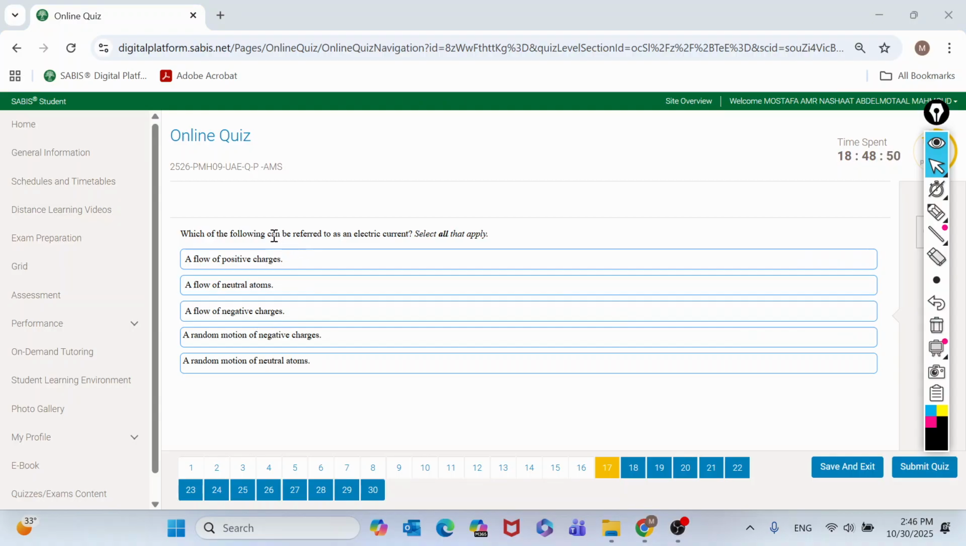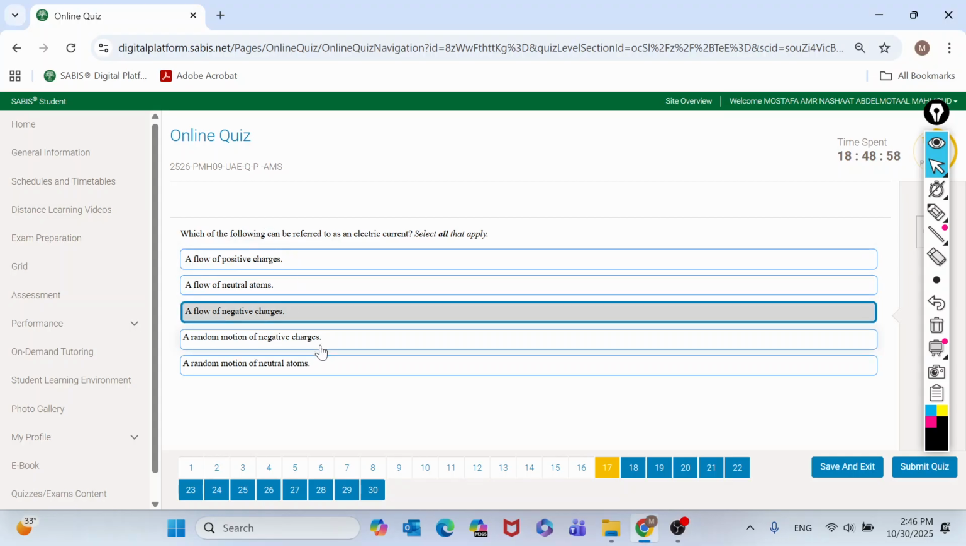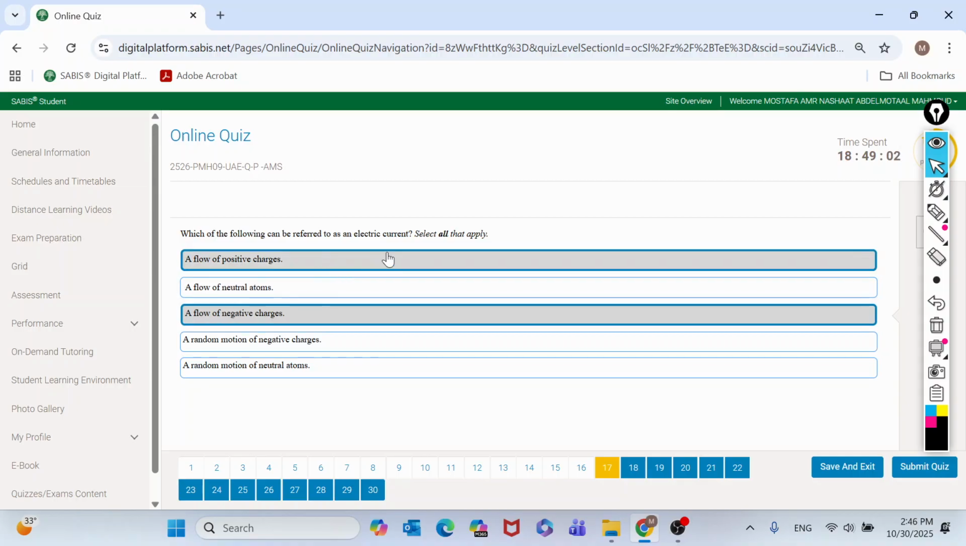Okay, which of the following can be referred to as an electric current? The flow of negative charges or the flow of positive charges. By positive charge, they don't mean protons. They just mean the charge.